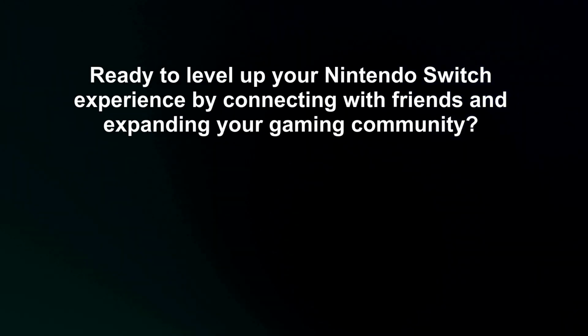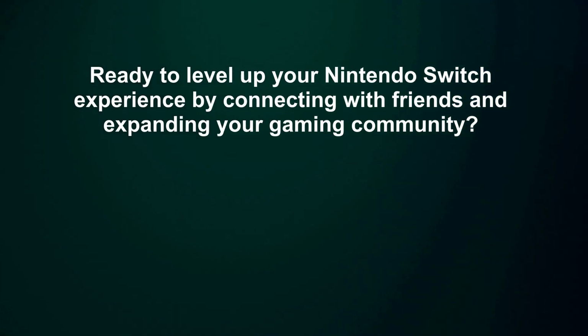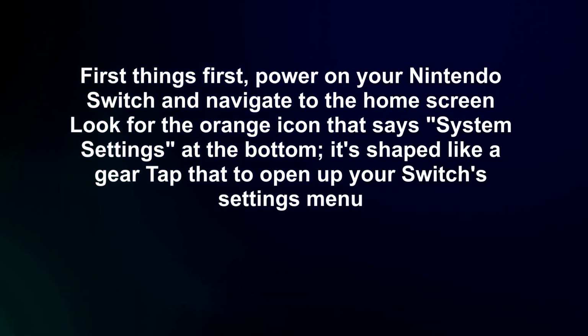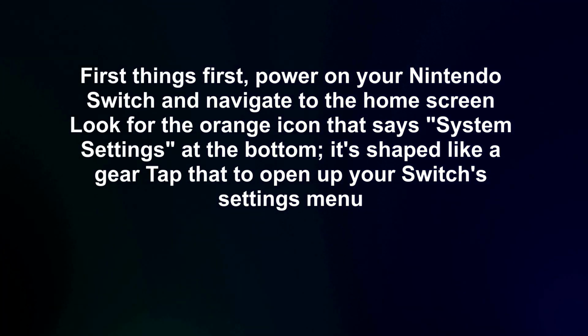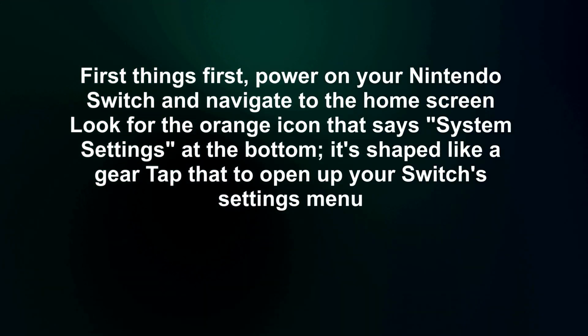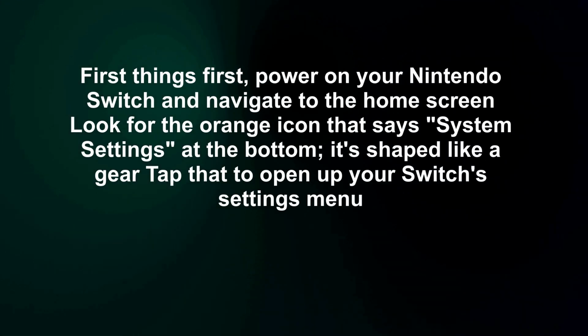Ready to level up your Nintendo Switch experience by connecting with friends and expanding your gaming community. First things first, power on your Nintendo Switch and navigate to the home screen. Look for the orange icon that says System Settings at the bottom. It's shaped like a gear. Tap that to open up your Switch's settings menu.